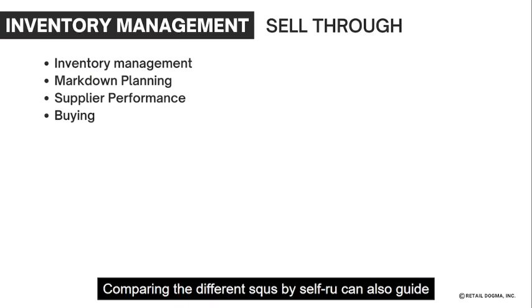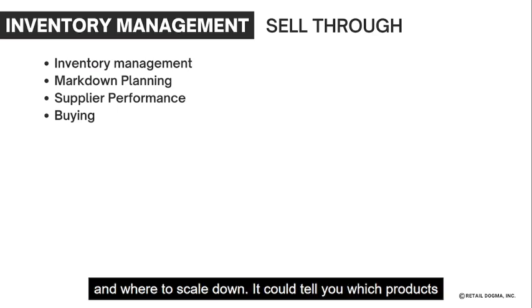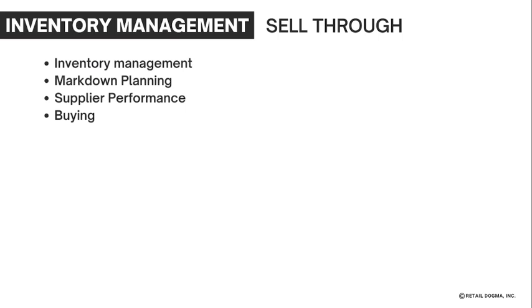Comparing the different SKUs by sell-through can also guide you on where to direct your future buying budget and where to scale down. It could tell you which products you can increase investment on and either increase their depth or breadth by allocating more money to them.